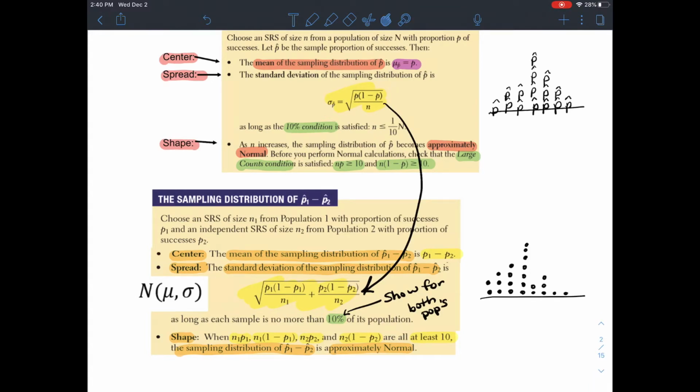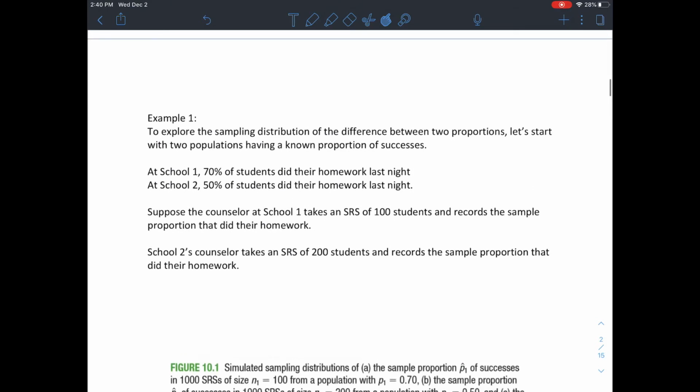Okay, so let's go ahead and flip to the next page. We're going to take a look at what this looks like with this first example. It says to explore the sampling distribution of the differences between two proportions, we're going to start out with two populations having a known proportion of successes. So we're going to assume we know what the parameters are here.